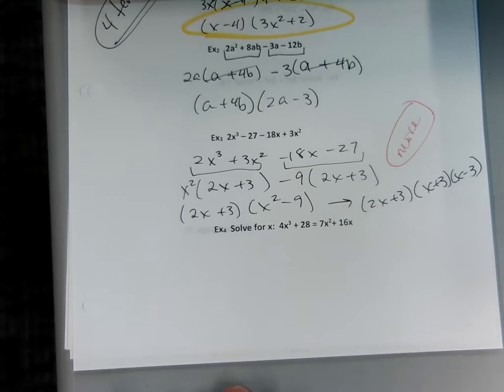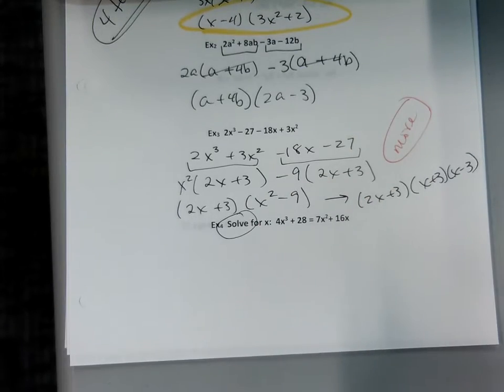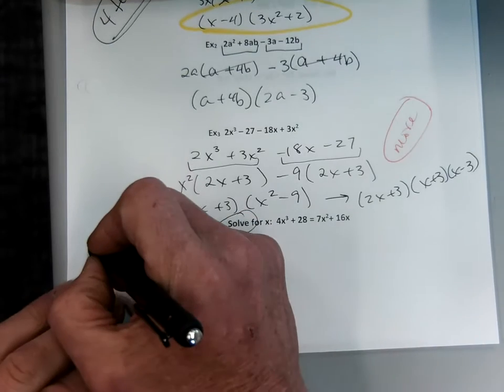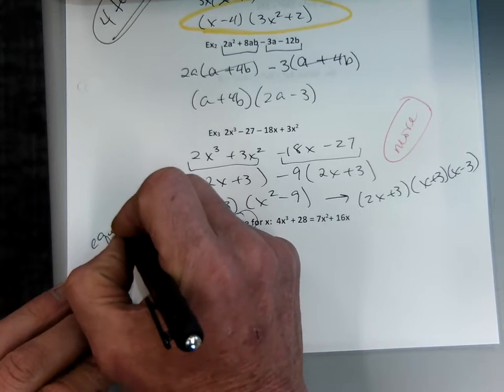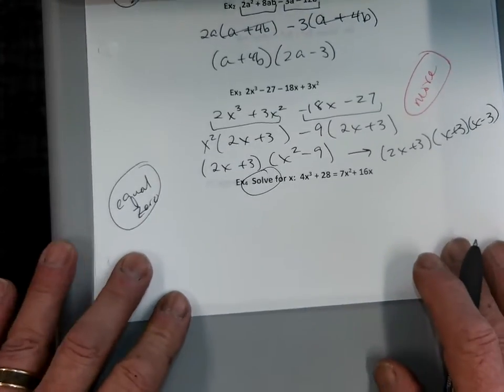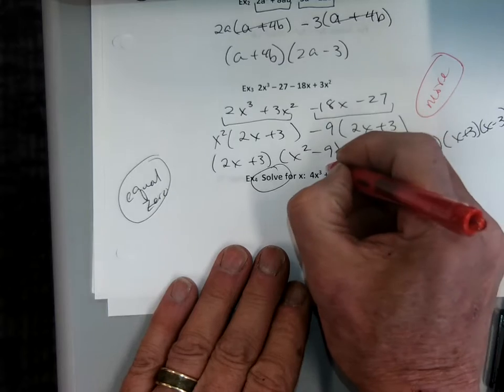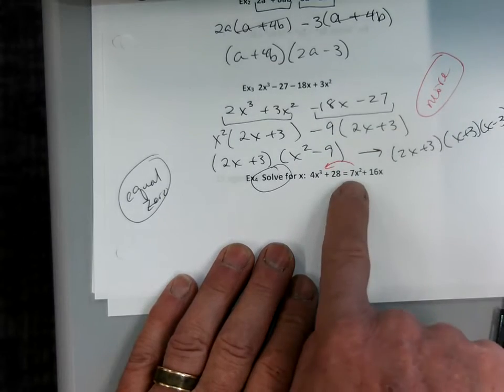All right, example 4. We're getting there. Now I've got to solve. So to solve, I'm going to have to factor. Before I do anything, it has to equal 0, right? If we're going to solve, it's got to equal 0 first, okay? All right, I'm going to bring over the 7x squared. So I'm going to subtract it.